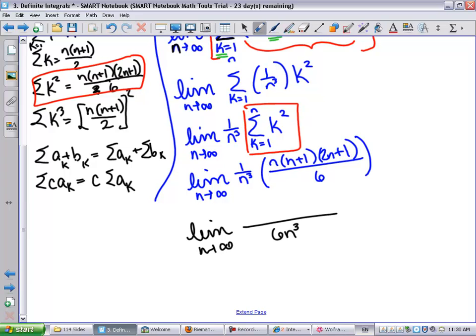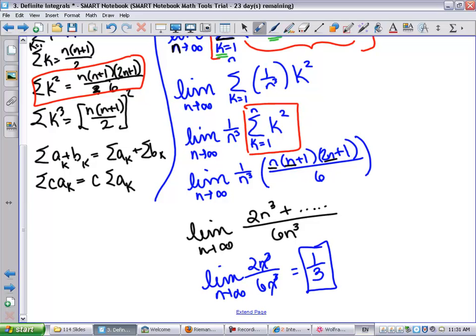Now the top, I would have to FOIL all that out. Except that I don't, because I know that the highest power is going to come from the highest power of n in each of the factors. So if I multiply all those together, I get 2n cubed. And then if I FOILed it out, there'd be other stuff. But the highest power is going to be the 2n cubed on top and the 6n cubed on the bottom. That means that using my theorem, I only have to worry about those two. And that means I can cancel my n cubes and I get 1/3 as my area. And that is the exact area under x squared from 0 to 1.